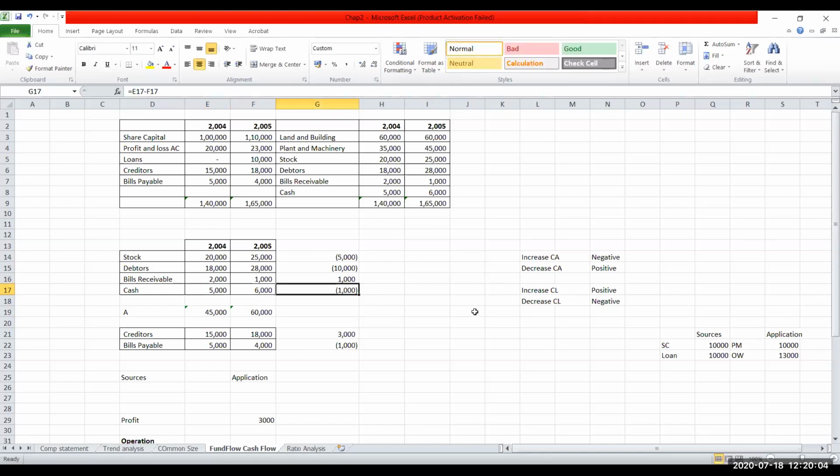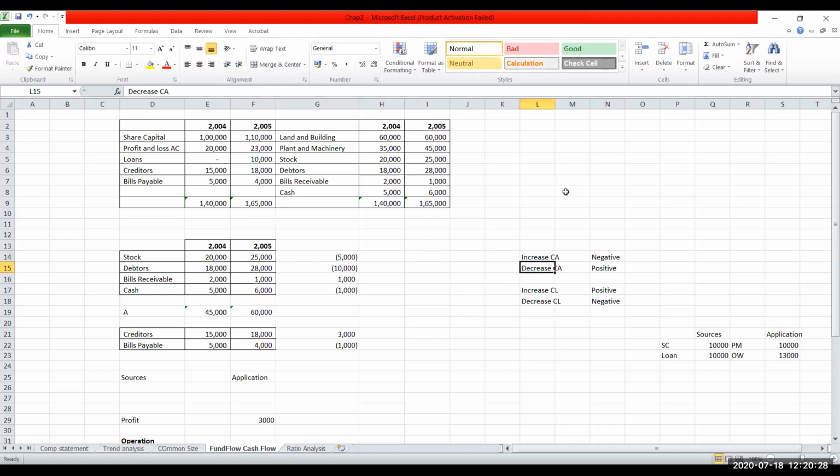So this is a simple rule actually. Increase in current assets. What happens in increasing current assets? It's always a negative. For example, this stock: 20,000, it is 25,000. That means you have paid 5,000 extra from your cash. So that means it's a negative.